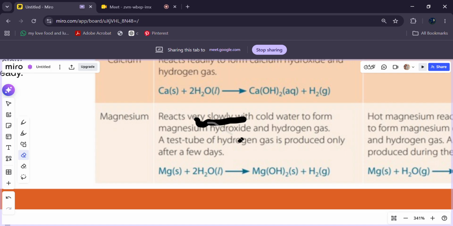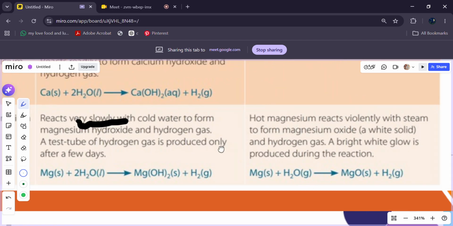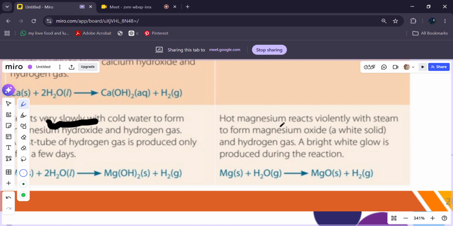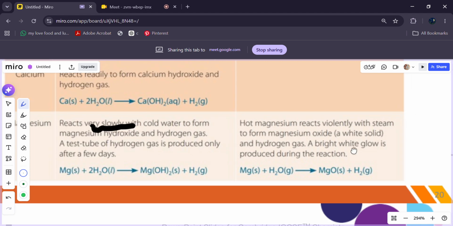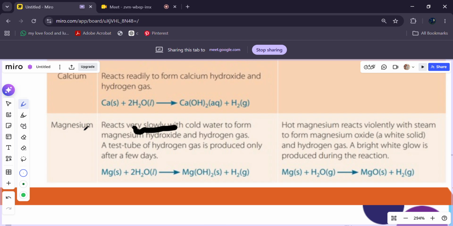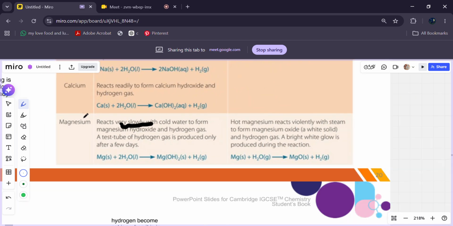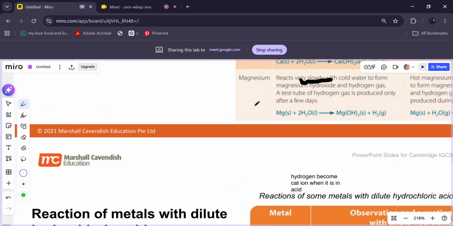So magnesium reacts very slowly with cold water to form magnesium hydroxide and hydrogen gas. A test tube of hydrogen gas is produced only after a few days. Hot magnesium reacts violently with steam to form magnesium oxide, which is a white solid, and hydrogen gas. A bright white glow is produced during the reaction.